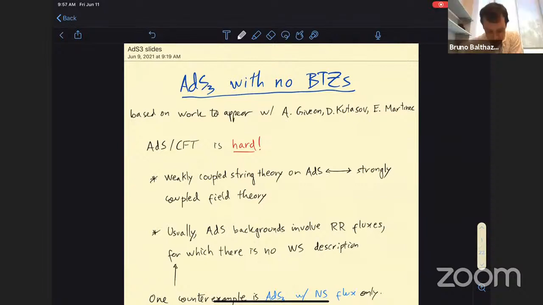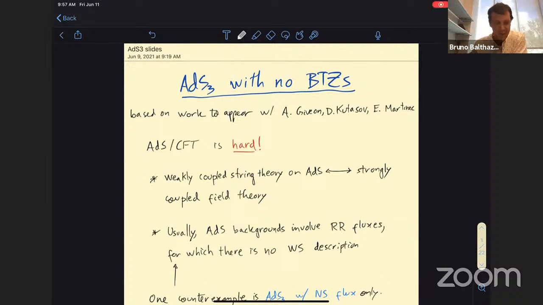Hi. First I'd like to thank the organizers for this wonderful conference and for the opportunity to speak here. I'll be talking about work that's going to appear with Amit Givon, David Kutasov, and Emil Martinek on AdS3 with no BTZ black holes. Let me start by giving some motivation of why this is interesting.